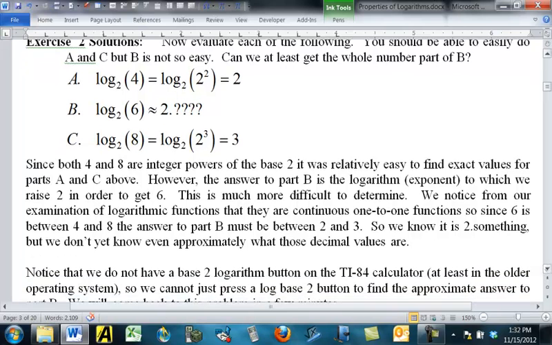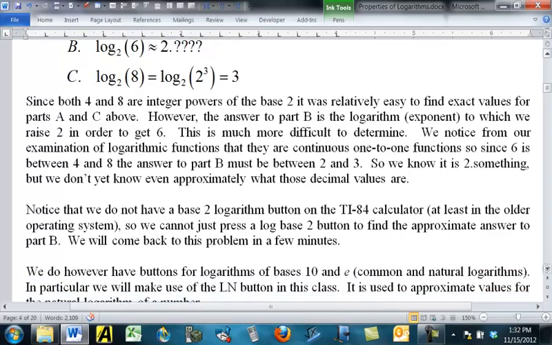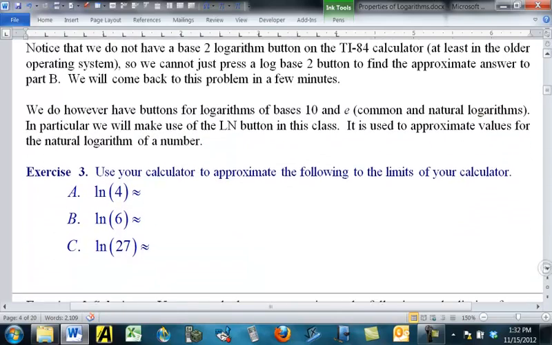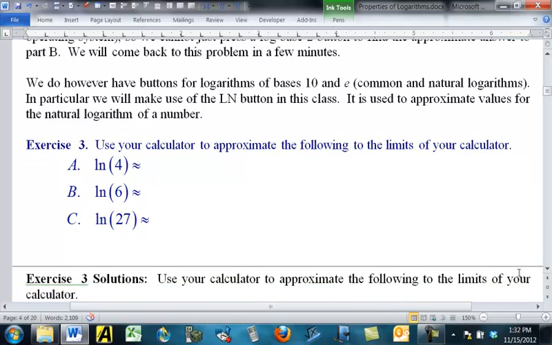But we do have buttons for base 10 and base e, the common and natural logarithms. In particular, we're going to make use of the ln button. So take your calculator and see if you can find decimal approximations for ln of 4, ln of 6, and ln of 27, the natural log of 4, the natural logarithm of 6, and the natural log of 27.